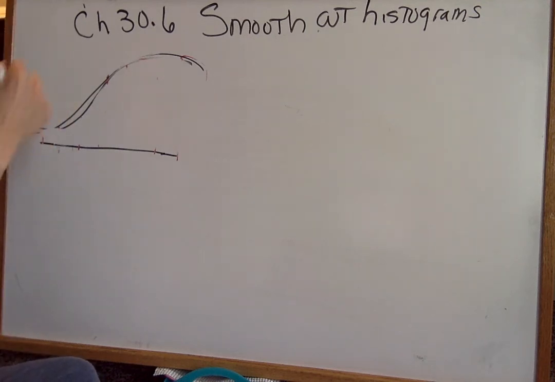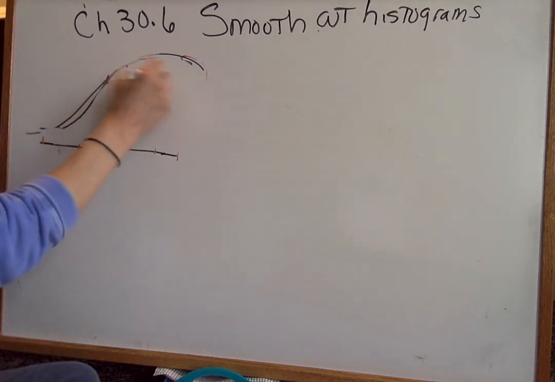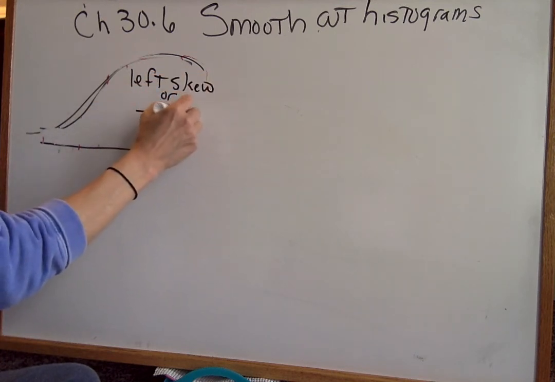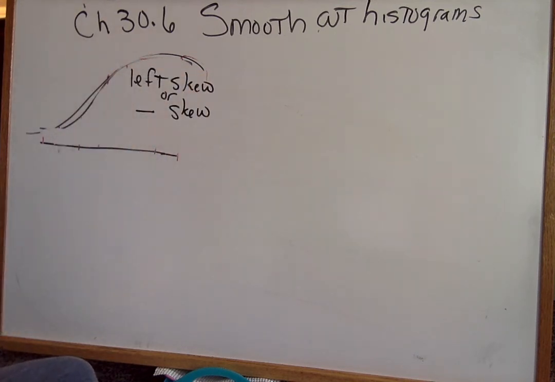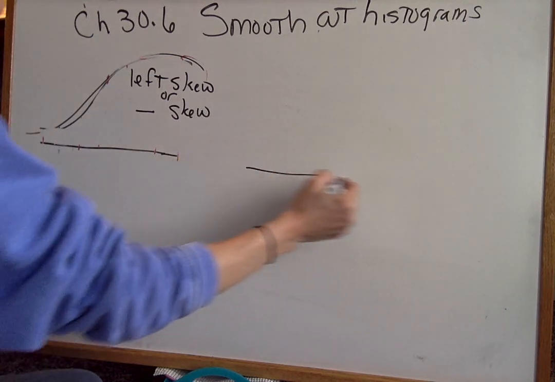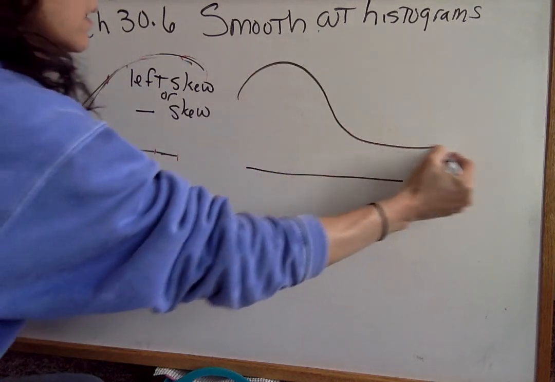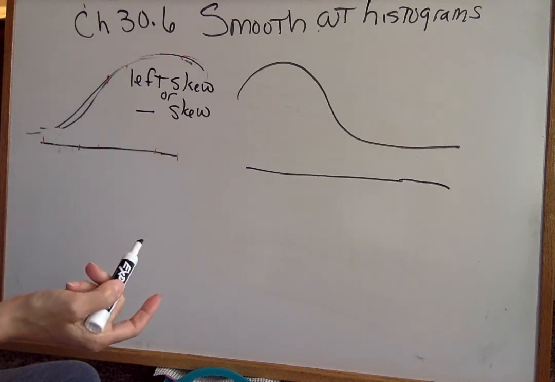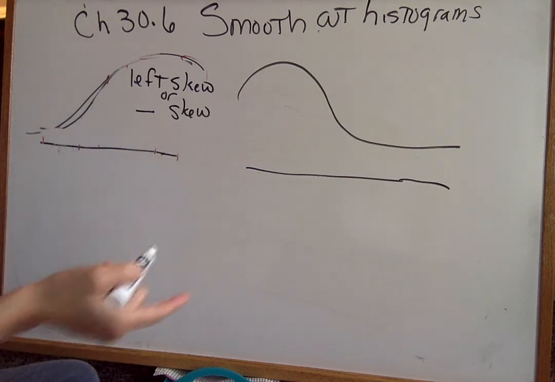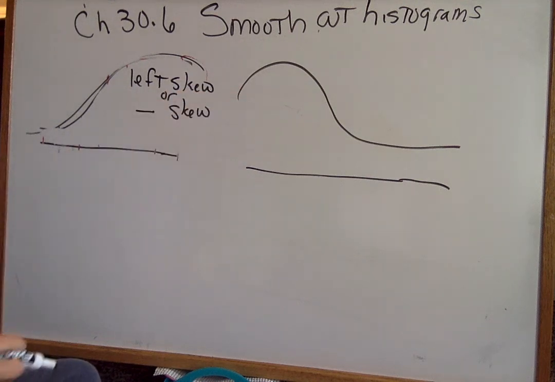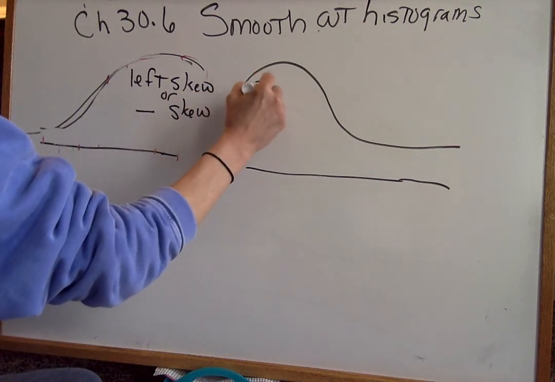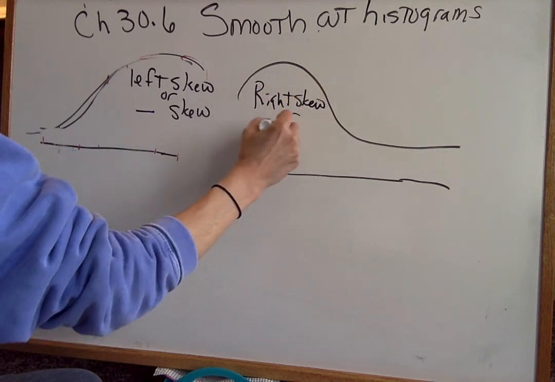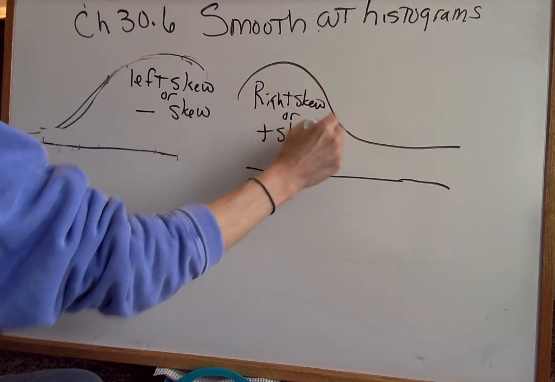So this one is called left skew or negatively skewed, okay? It's a negative sign. This one, if you look at our Instagram histogram from last time, this would be a great example of that. This is called right skew or positively skewed.